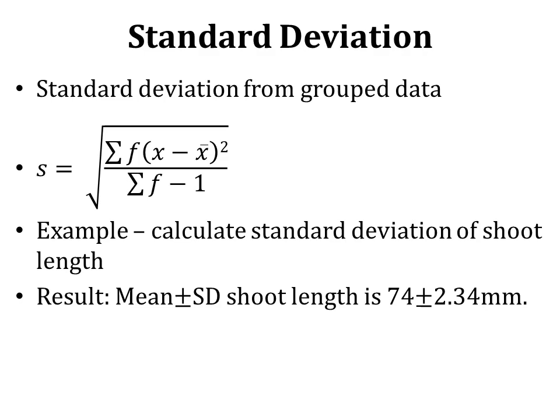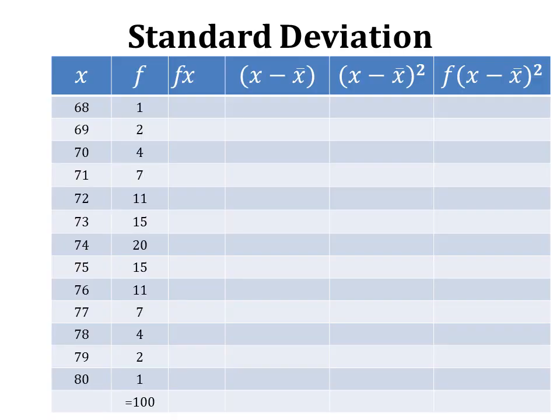And we will take the example that we were using, the shoot length example, in which we had 100 observations. We did that exercise in the class, and this is the result that we had: the mean plus minus standard deviation of shoot length is 74 plus minus 2.34 millimeters. And this is the table for the calculation of standard deviation for the group data. So we have fx for the calculation of mean, then we have the deviation from mean values, then multiplied by frequency, and we take its sum, and this is known as the sum of squares.